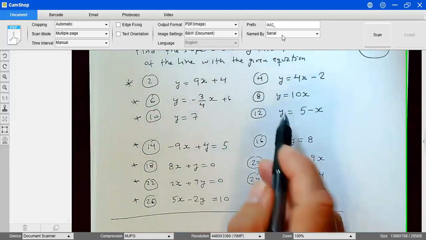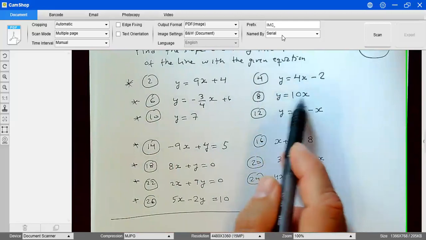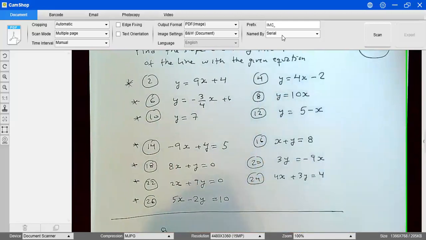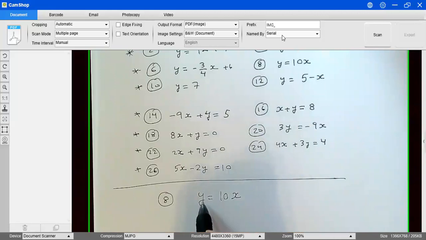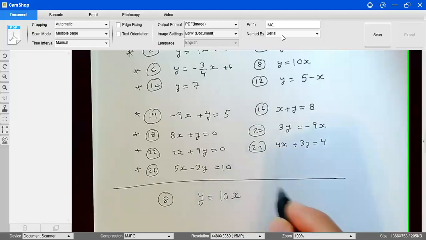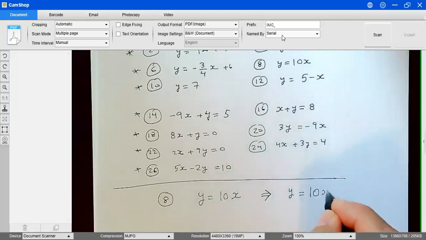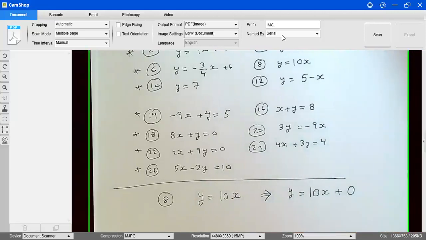Problem 8, you're going to find many times this kind of problem. So I'm going to give you a clue. When you have y equals 10x, you can see here that you have the y term, you have the x term, but you don't have the constant term. So you need to rewrite this in this way. So you're going to write y equals 10x plus 0. In that way, you can compare the equation with y equals mx plus b.